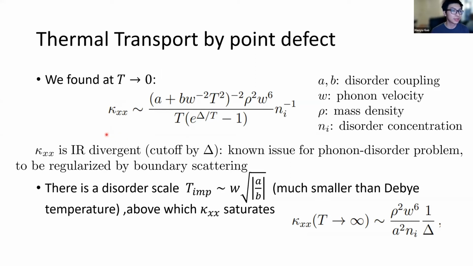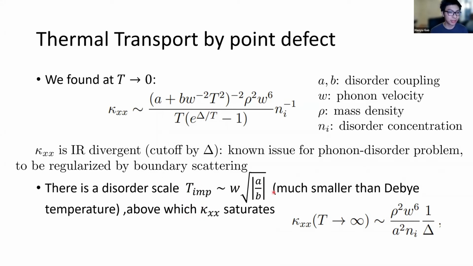Let me first say something about the longitudinal thermal Hall effect, which scales like that. A and B are the coupling constants of phonons to impurities, v is roughly the phonon velocity, rho is the mass density of the crystal, and Ni is the concentration of those impurities. The first problem with the result is that this capital X is IR divergent when T goes to zero. So we have added a cutoff delta by hand here. But this is not something new. It's a known issue for this problem of phonons plus disorder. To regularize this problem, we'll consider some boundary scattering later.